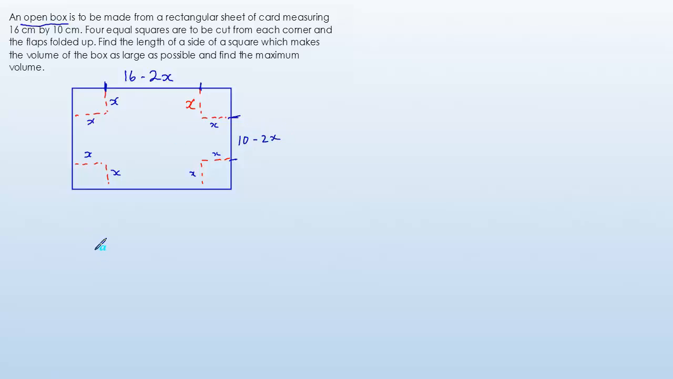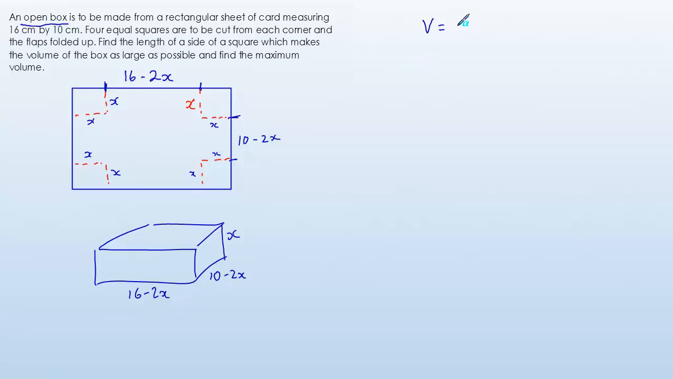So if we actually look at the box that we're producing, it's going to look something like this, then when we fold up, it will fold up by x. This will be 10 minus 2x, and this will be 16 minus 2x. So the volume is going to be x, 10 minus 2x, 16 minus 2x. And we should perhaps expand that out.